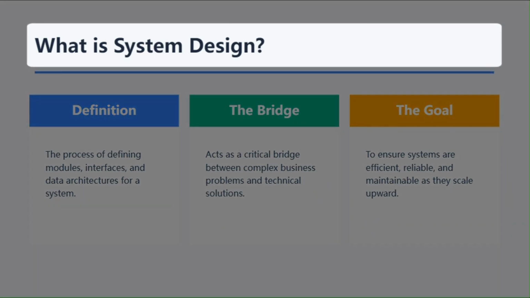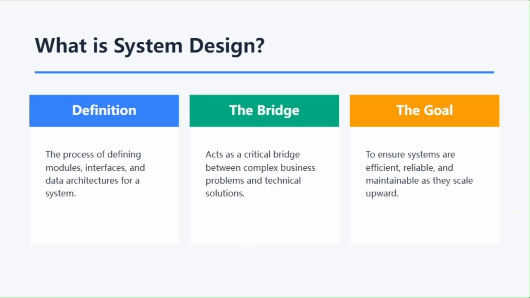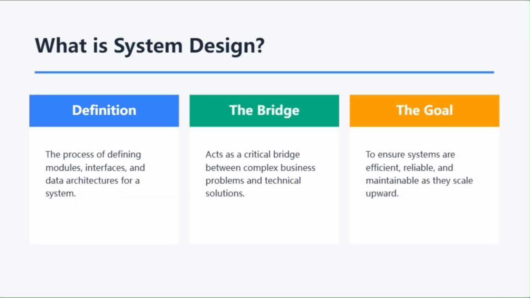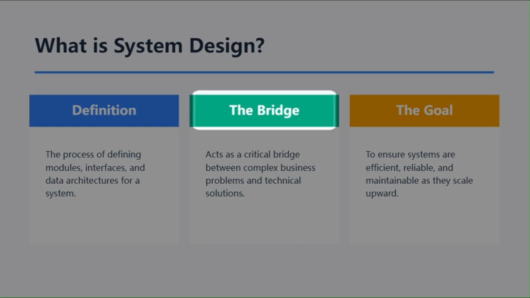Building on what we just touched upon, let's look closer at what we actually mean by system design. It's a term we use a lot, but let's break it down into three core pillars. First, the formal definition. It is the process of defining the modules, interfaces, and data for a system. Think of it like a blueprint for a building. Before you lay a single brick, you need to know where the plumbing and the electrical wires are going to go. Beyond the technicalities, it acts as a critical bridge.